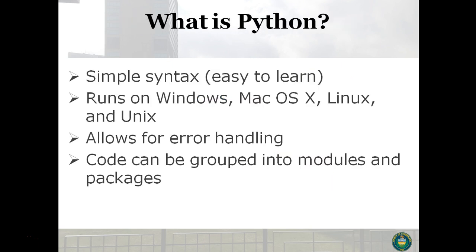So what is Python? It's a programming language with a simple syntax. And that has to do with how the language is structured, how you write the code. It's pretty simple, it's pretty easy, it's pretty straightforward. I do some programming for web maps using JavaScript, and Python I would say is simpler than JavaScript. Python runs on the major operating systems: Windows, Mac, Linux, Unix.